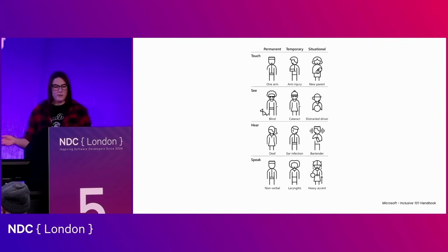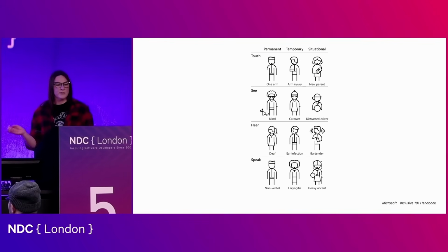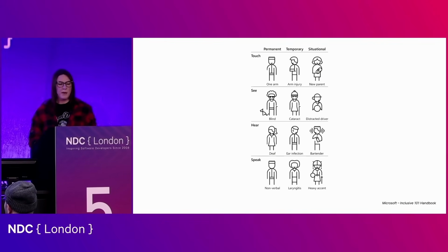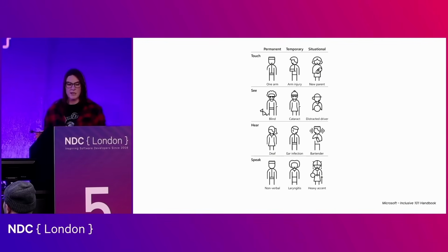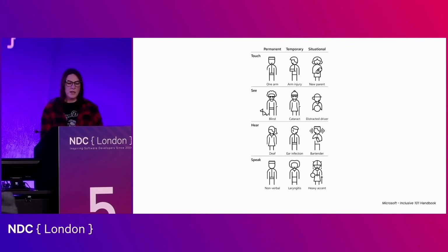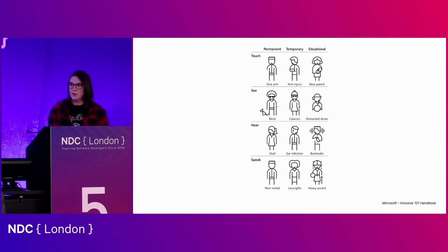And you might have seen this graphic before. It's from Microsoft's Inclusivity Handbook. And what it demonstrates is that things that impair abilities, such as touch, sight, hearing, can oftentimes be permanent, but in many other occasions can also be temporary or even situational.